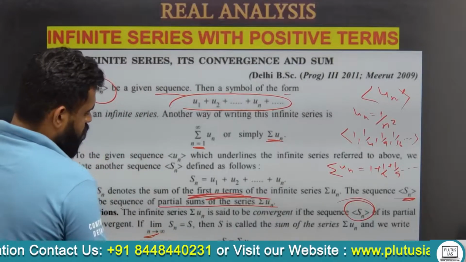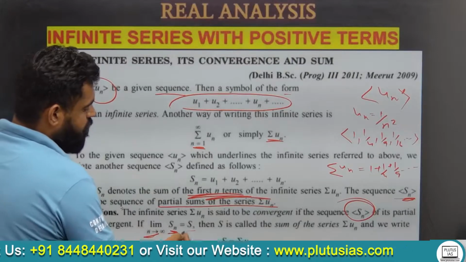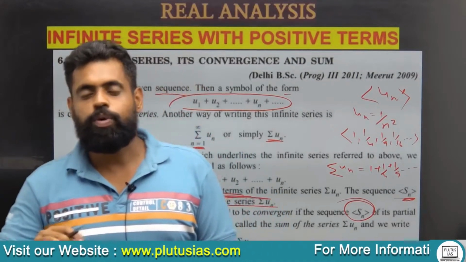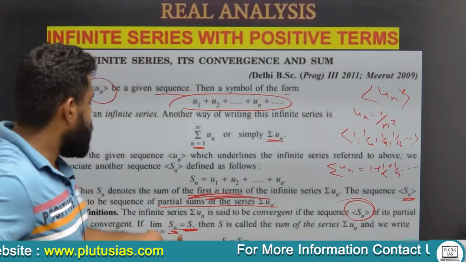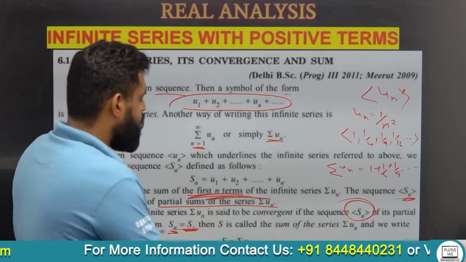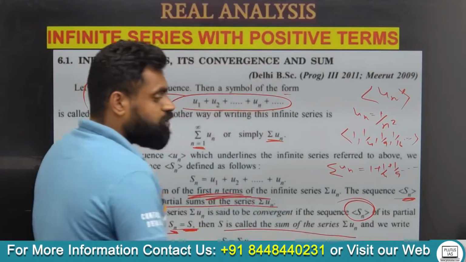So if limit n tends to infinity, Sn will converge to S. We have studied the concept of limits and sequences. What do we mean when we say limit n tends to infinity, Sn is equal to S? Then we say it converges to S.